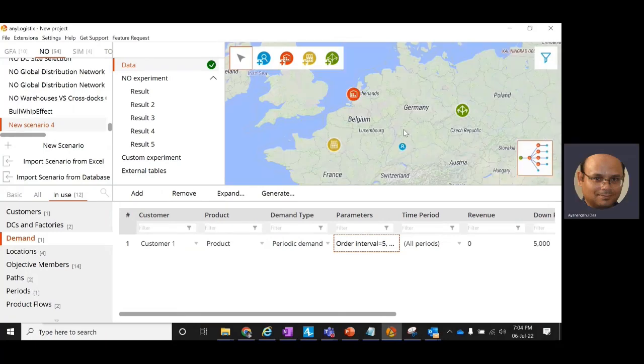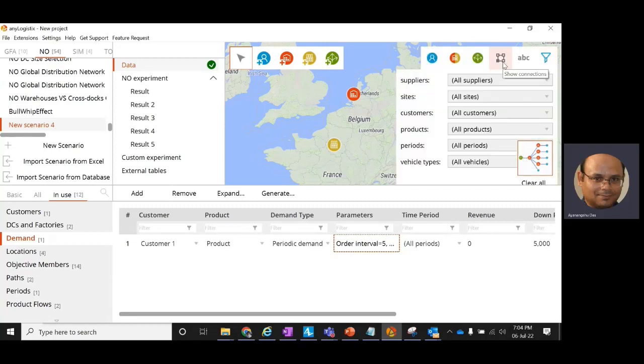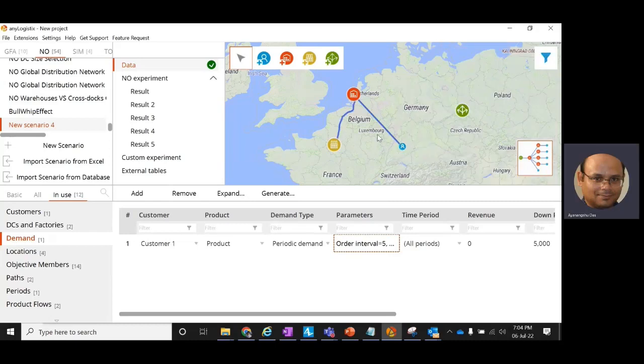We can see how the connections have been established because we have defined the paths and the product flow by clicking on this filter shape and then clicking on show connections. Here this shows how the connections are happening.